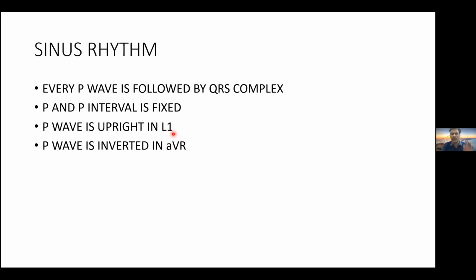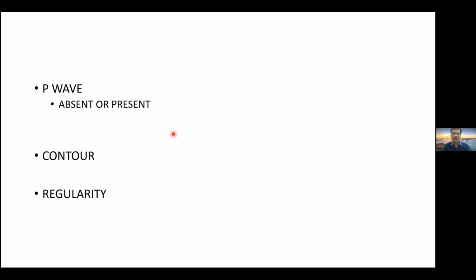Now again, I'm repeating for the benefit of everybody, and also so you will understand how this is happening. So what will happen next? P wave, present or absent. That is one thing. In every QRS complex, you have to look whether it is preceded by a P wave. If it is present, then we'll analyze the P wave. If it is absent, we'll think about why it is absent. If it is present, we'll analyze whether it is regularly present or not. Then the contour, whether it is wide or high or tall, and whether it is normal or abnormal.